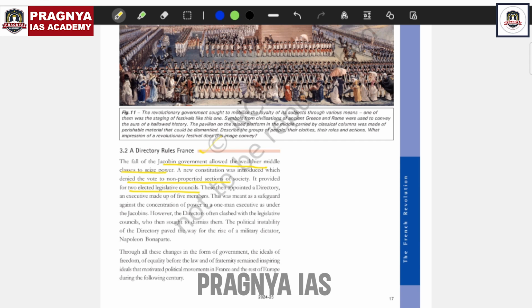However, the directors often clashed with the legislative councils, who then sought to dismiss them. The political instability, very important, of the Directory paved the way for the rise of the military dictator Napoleon Bonaparte. Through all these changes in the form of government, the ideals of freedom, equality before the law, and fraternity remained inspiring ideals that motivated political movements in France and the rest of Europe during the following century.